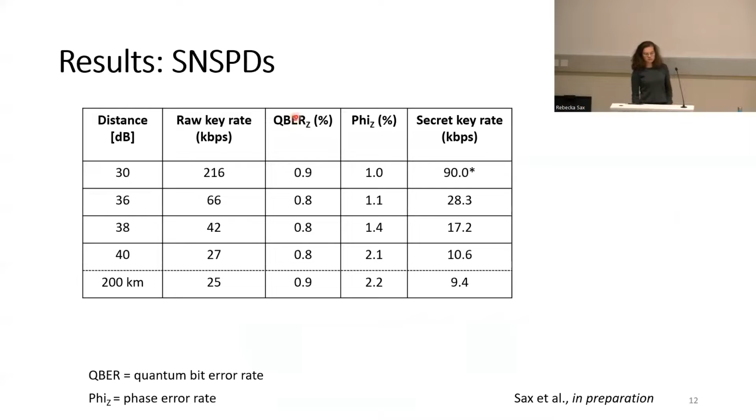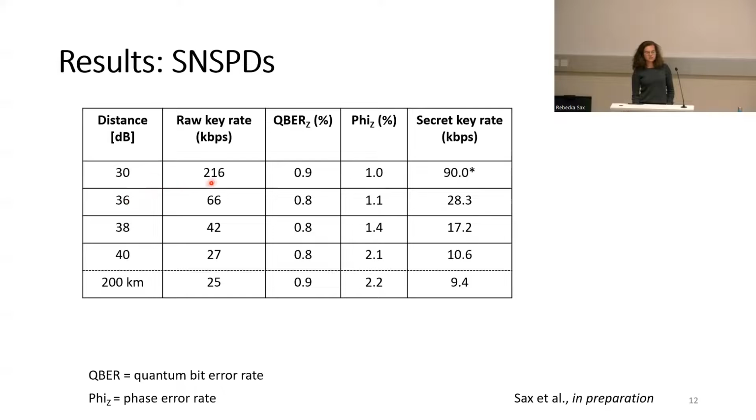So, starting with the results using the SNSPDs. There are many things to say here. First of all, the distance. First, in attenuation, this means this is an emulated distance. So I attenuated using the attenuators of the integrated transmitter.